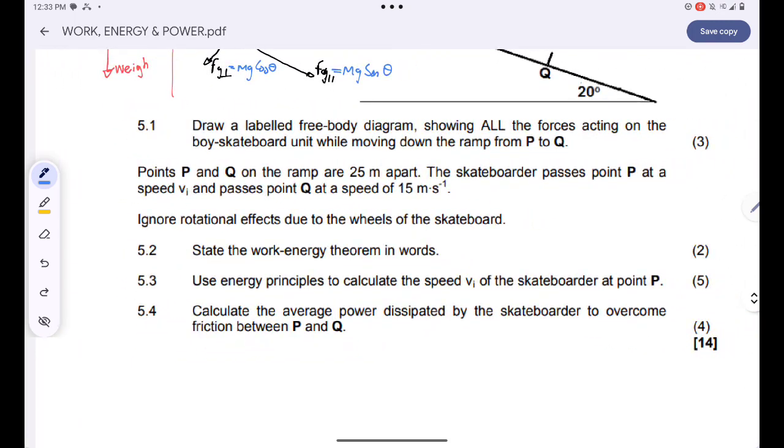It simply states that the net work done on an object is equal to its change in kinetic energy. Okay, and then 5.3, we are supposed to use energy principles to calculate speed vi, excuse me, of the skateboard at point P.